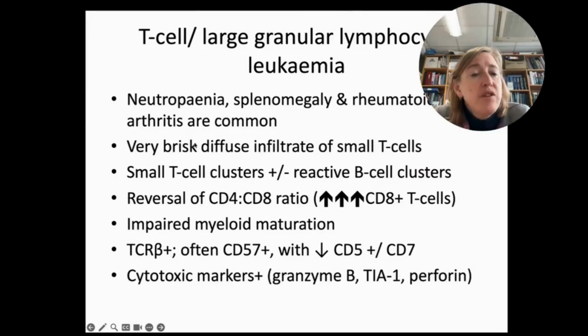There's a very significant increase in CD8 positive T cells, and usually the marrow shows impaired myeloid maturation because of the T cells having an effect on the myeloid lineage. They're generally TCR beta positive, and quite often have CD57 and various cytotoxic markers.